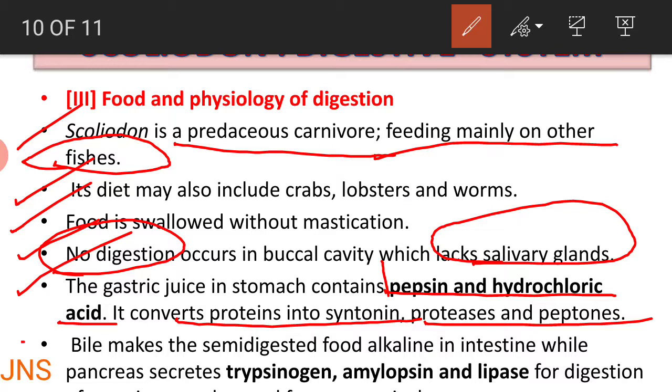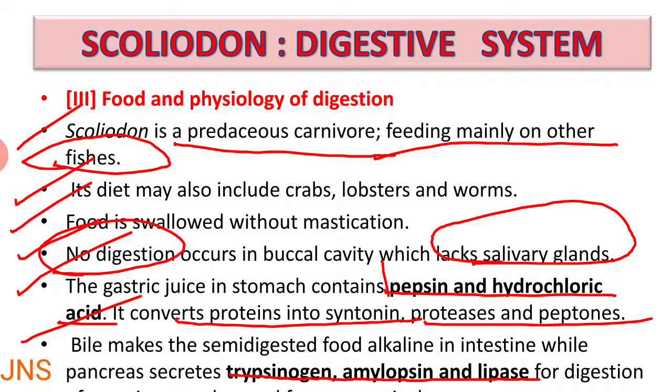And bile makes the semi-digested food alkaline in the intestine, while the pancreas secretes trypsinogen, amylopsin and lipase. These enzymes are secreted by the pancreas. Gastric juice has pepsin and hydrochloric acid, and it converts proteins into proteoses and peptones. So thank you for watching this video.